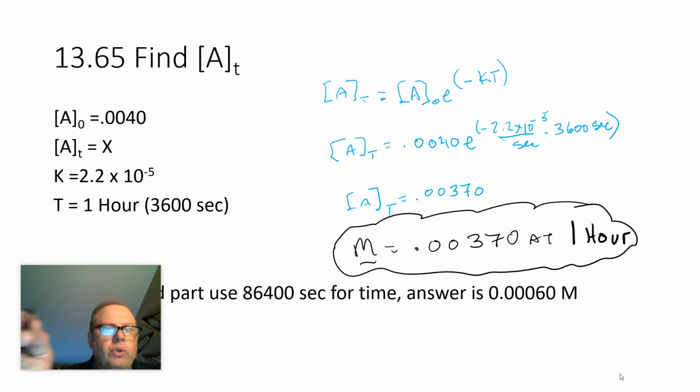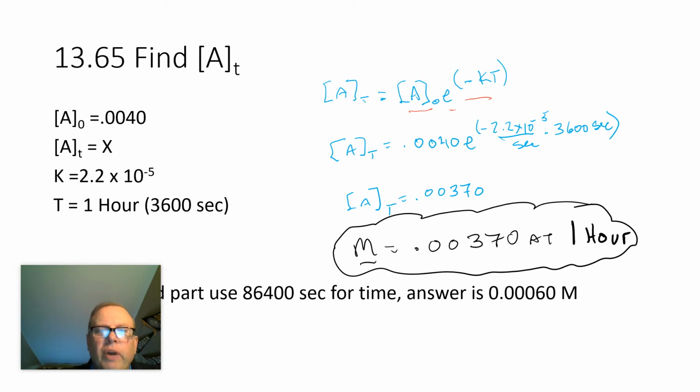This is the answer to 13.65, finding concentration at time. You were given the initial concentration, 0.004 molarity. You were given K and you were given T. So simply the setup there, much easier to use than anything else, I think. So you have our concentration initial, base natural log right here, and then bracketing negative KT. Simply fill in your variables and you can solve like that.